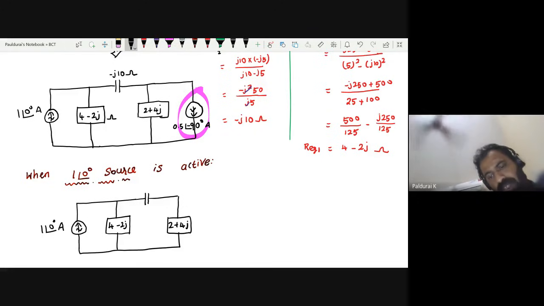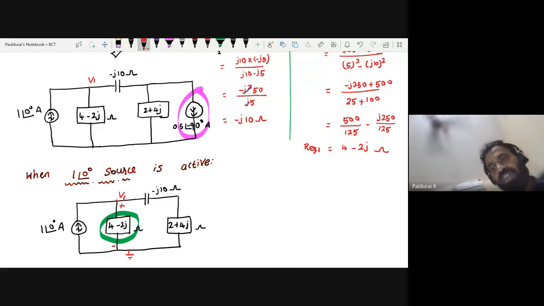Okay, so now this is my equivalent circuit. I killed the 0.5 at an angle of minus 90 degree source. So when the 1 at an angle of 0 degree source is active, this is my V1. I want to calculate V1 with respect to ground. This is my plus, this is my minus. So I want to calculate the voltage across this 4 minus 2J. For your reference, V1 is the voltage across 4 minus 2J.